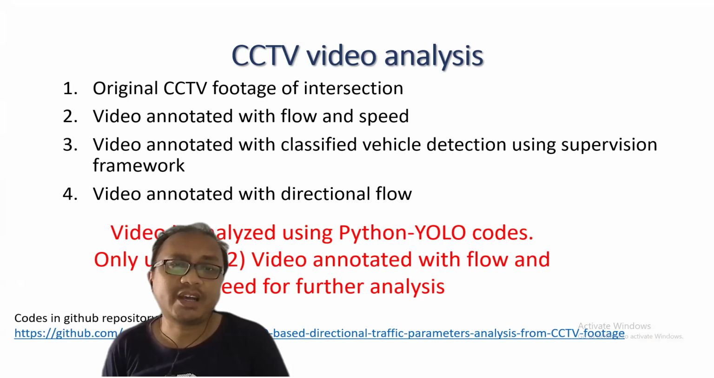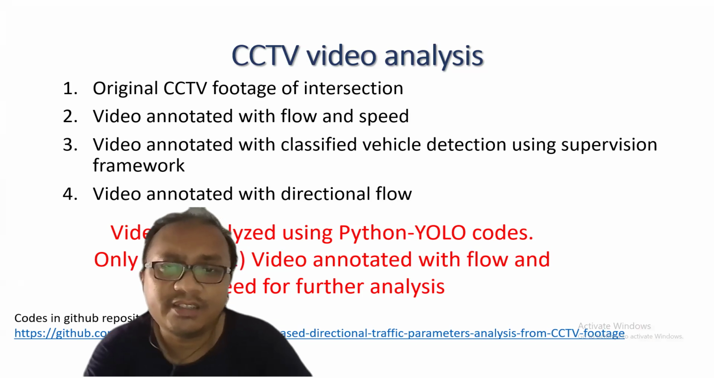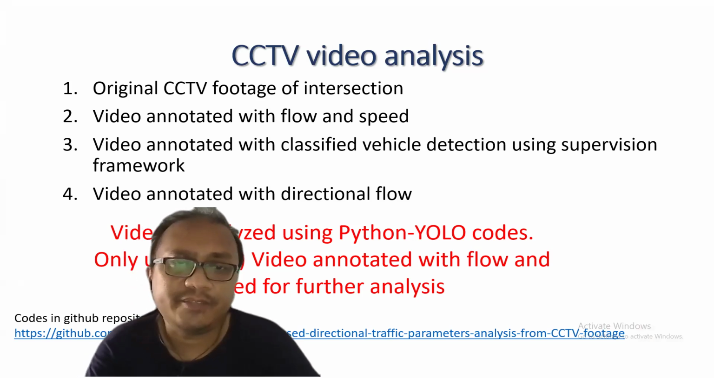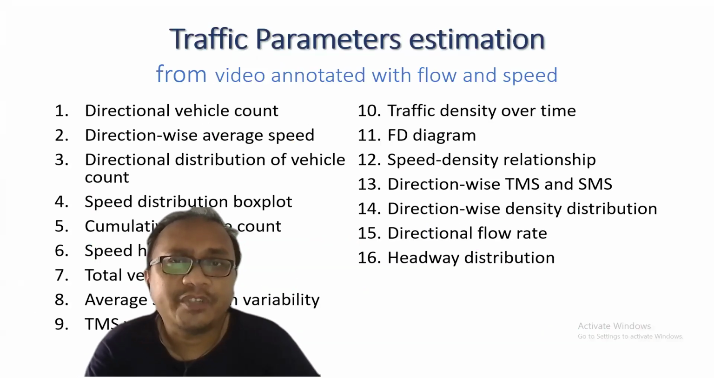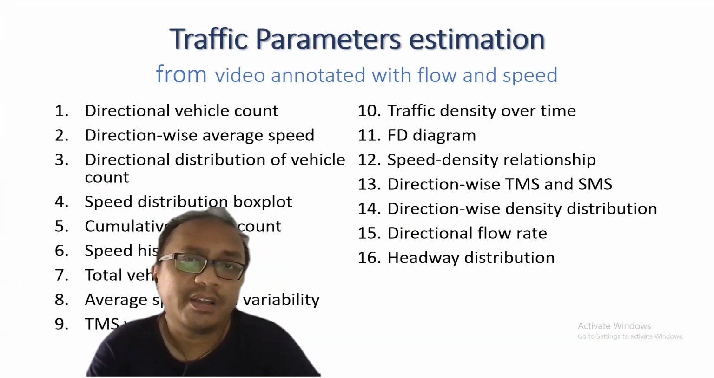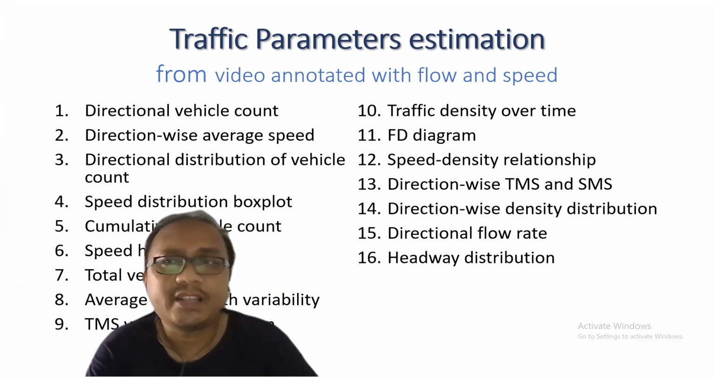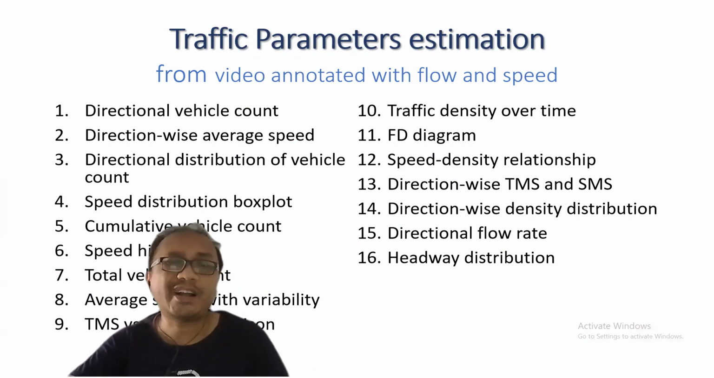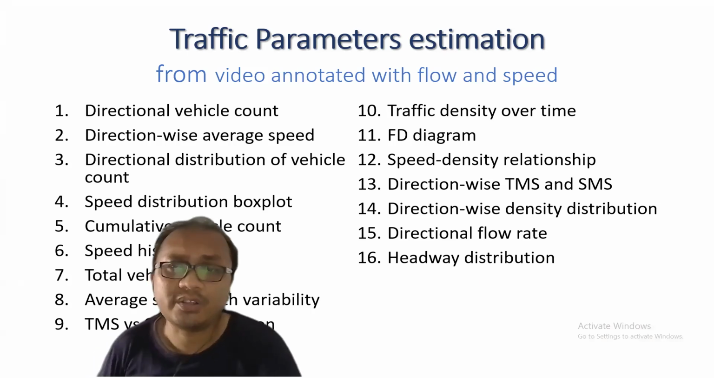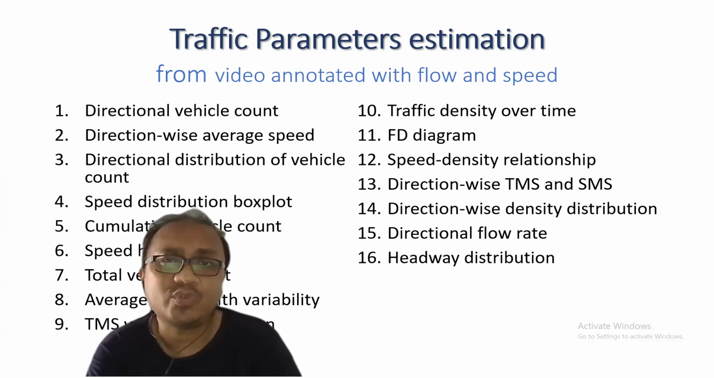And the video data were completely extracted using Python YOLO codes. I'll discuss it in detail later. So in the video annotated with flow and speed, there are 16 parameters I have extracted, and I write down the names of those parameters. Most of those parameters are directional, and within that there are vehicle counts, speed distribution, density estimation, flow estimation, time mean speed, and space mean estimation. All these parameters, even headway distribution, are calculated.